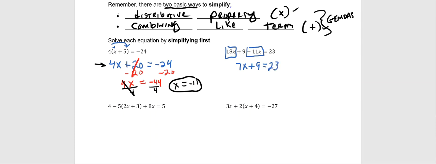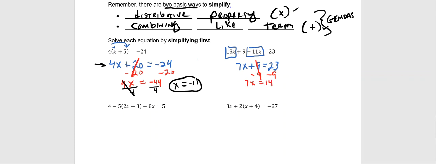So again, I went through my checklist for simplifying. Could I distribute? No. Could I combine? Yes. And conveniently, I got a very familiar looking two-step equation again. So from here, we should be really in our comfort zone. So much so that I can see that I will subtract 9, which makes my 9's cancel out, which will now give me a one-step equation of 7x equals 14.